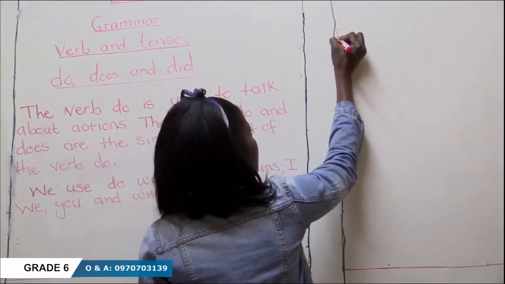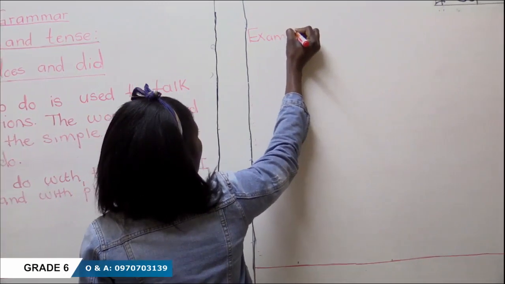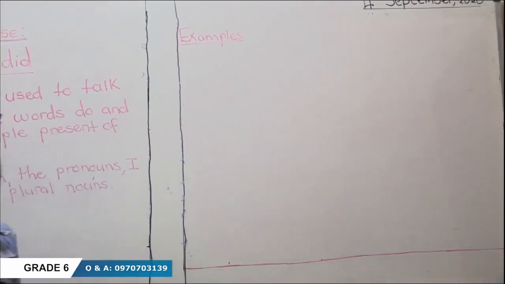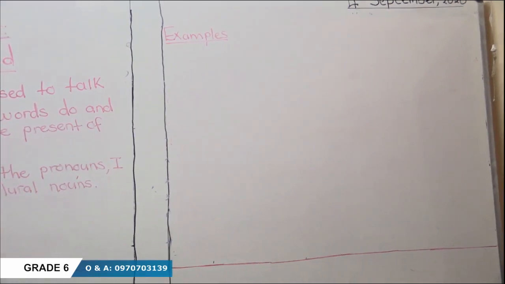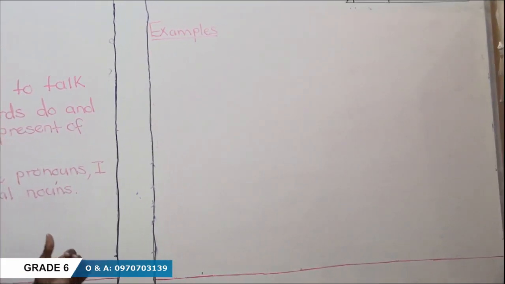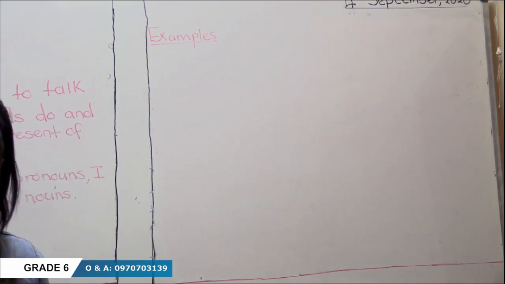Examples on how we can use the verb do. I've said the verb do is used to talk about actions. Or maybe you can give me some of the words that we know. You can SMS me on how you can use the verb do.